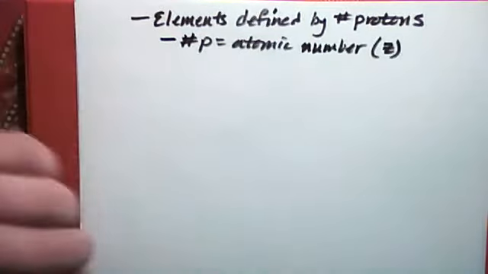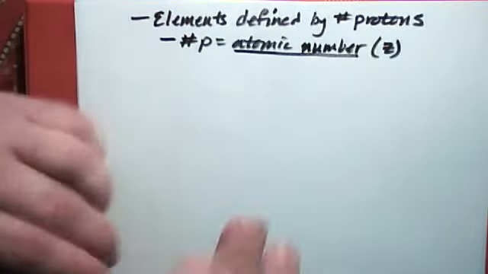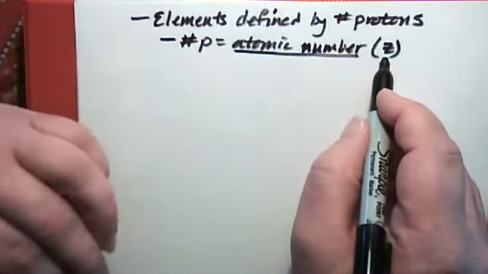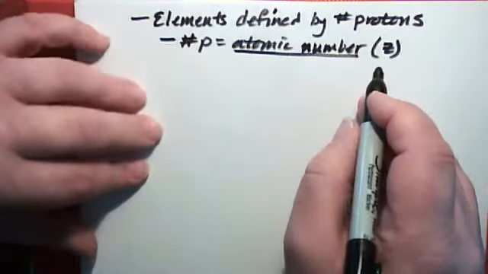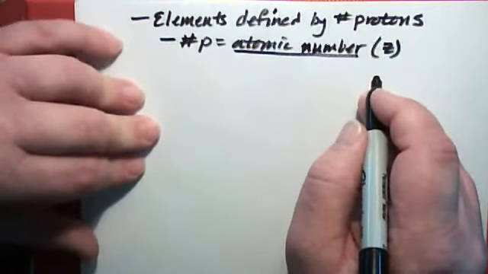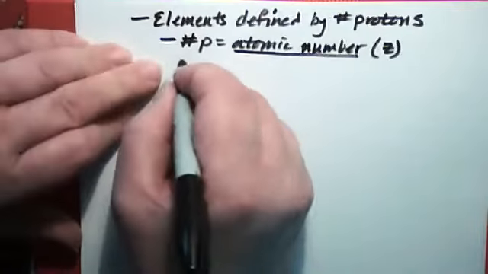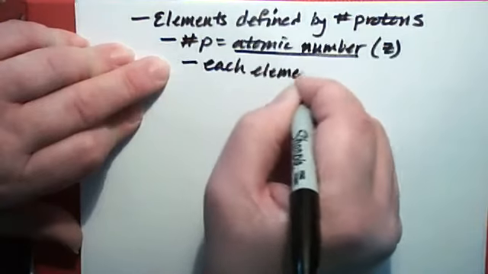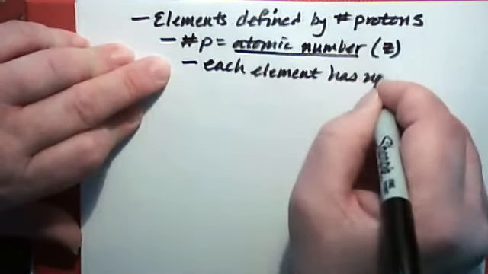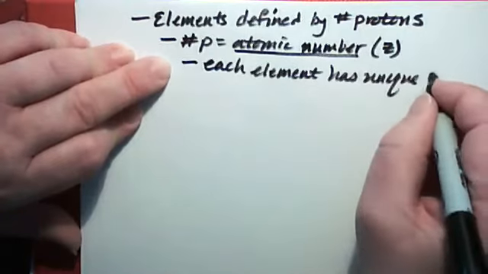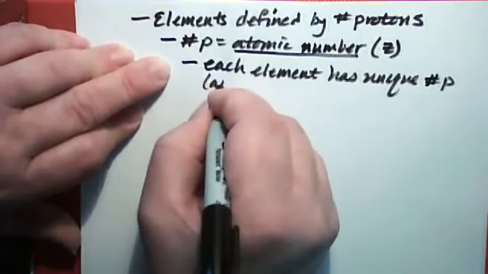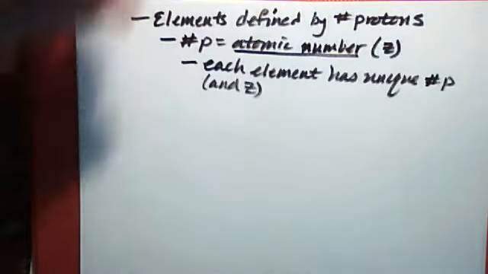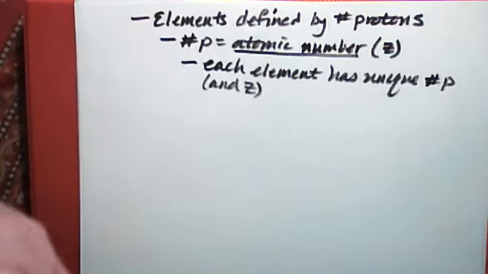And the number of protons is also known as the atomic number of the element. And the atomic number has the symbol Z, capital Z. And each element has a unique atomic number and a unique number of protons. So each element has a unique number, both for the number of protons and the atomic number, which happen to be the same.